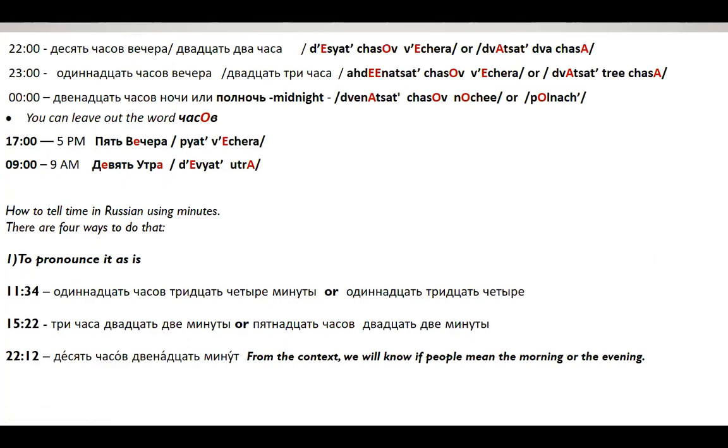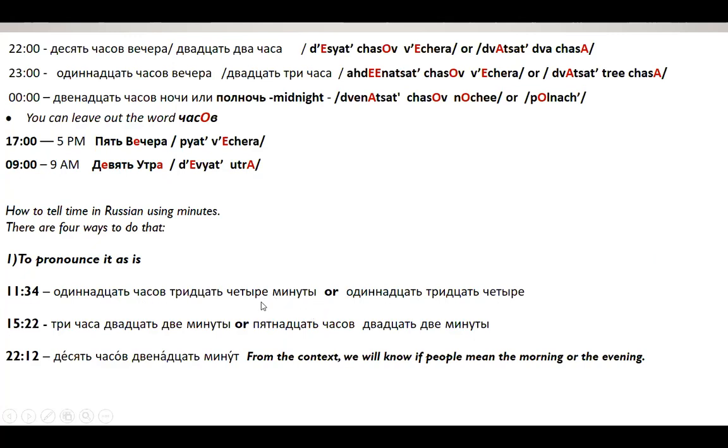Now we will move on to how to tell time using minutes. And there are 4 ways to do that. First, you can pronounce it as is, electronic time. For example, here it is 11:34, and we will say just as is, 11 часов 34 минуты. Or we can leave out the word minute too, and it will be 11:34 without the word minutes.